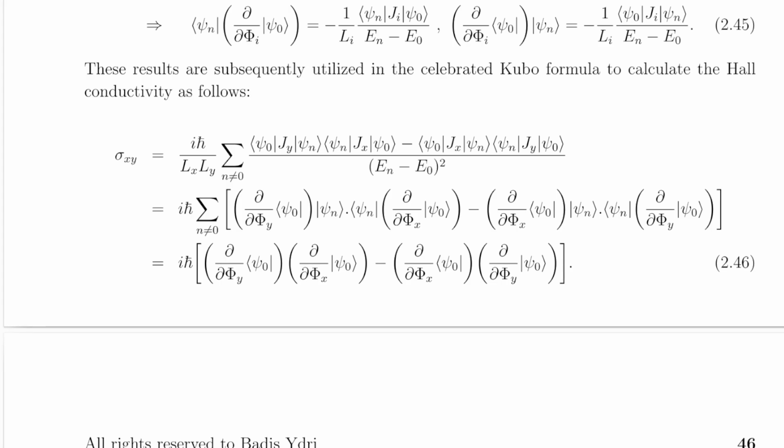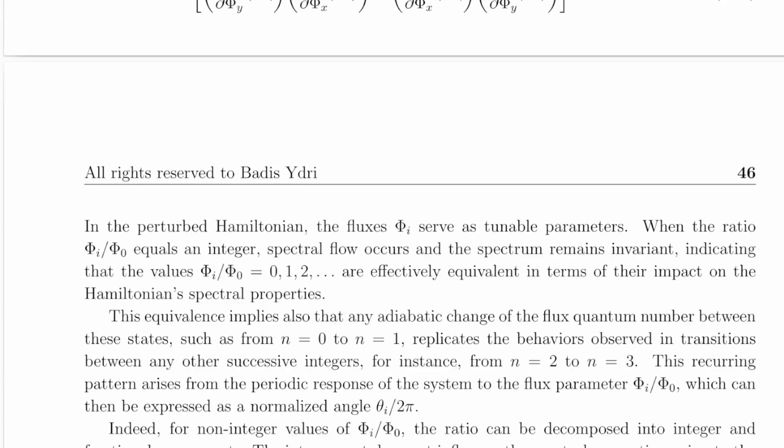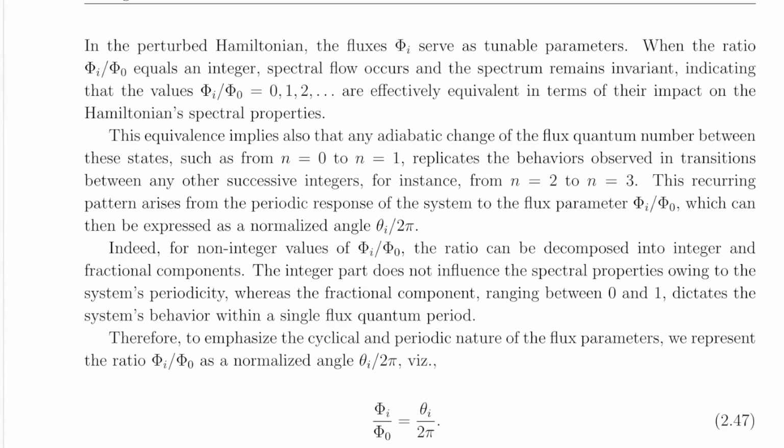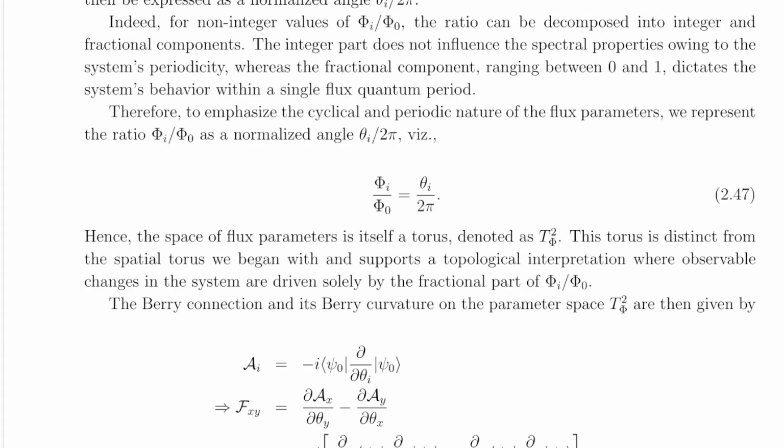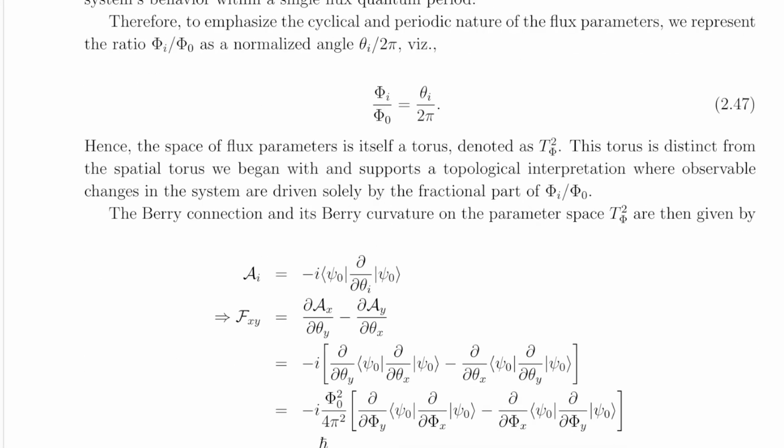The Hall conductivity turns out to be related to a Berry curvature defined over the space of fluxes. Now, because the fluxes are periodic, increasing by one flux quantum brings us back to the same physical situation. The space of all possible fluxes is itself a torus. We call it the flux torus. We represent the fluxes using normalized angles. Thus, the space becomes two-dimensional and periodic, just like the physical torus.